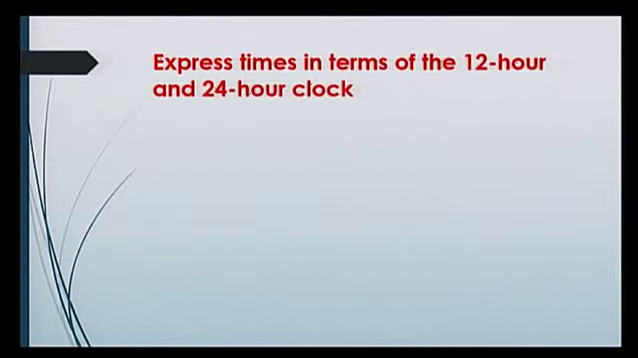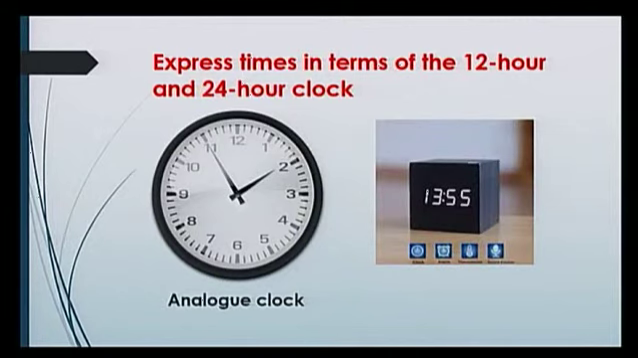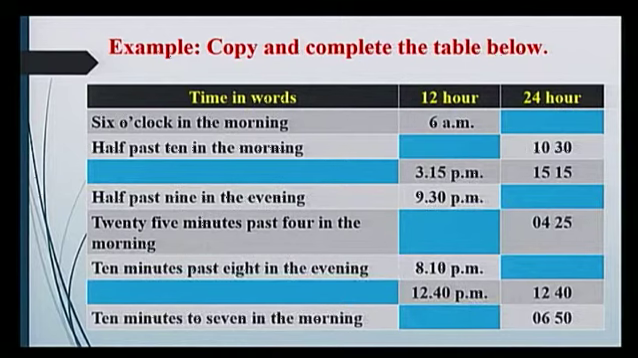Now we're going to learn how to express times in terms of the 12-hour and the 24-hour clock. So let us look at this one. This is what we call the analog clock. And here we have the digital clock. So we consider an example. Copy and complete the table below. So we have a time in words. We have the 12-hour and the 24-hour notation.